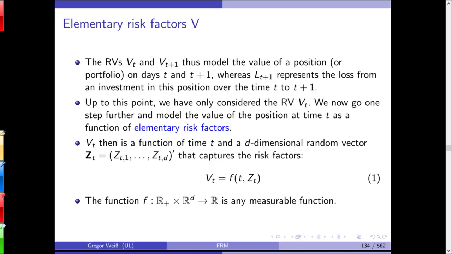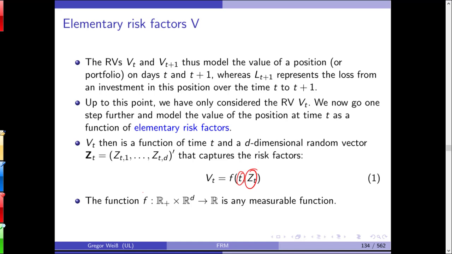Okay. We now have two random variables, V_T and V_{T+1}. The value of our investment today and tomorrow. Now, from this, we get the loss L_{T+1}, just the change in the value between today and tomorrow. And up to this point, we have only considered the random variable V_T. Somehow we know the value of an investment. For a stock price and for a stock investment, this is quite simple. But what do we do, for example, if we buy a bond? If we buy a real estate investment? For this, we need to know how the value of this investment comes into play. And for this, we need a function in t and a vector Z_t that captures the different risk factors, the elementary risk factors that drive the value of this investment.